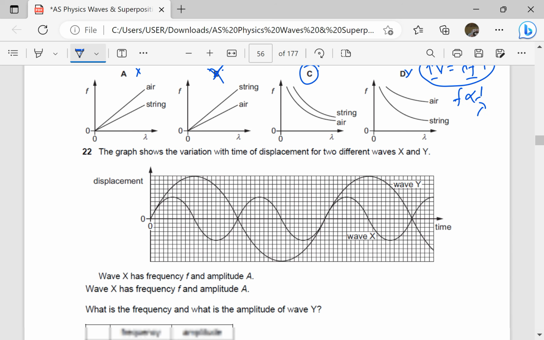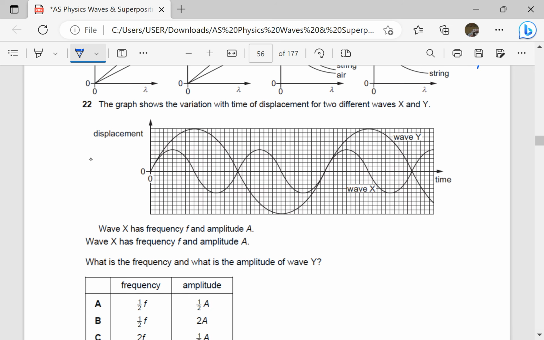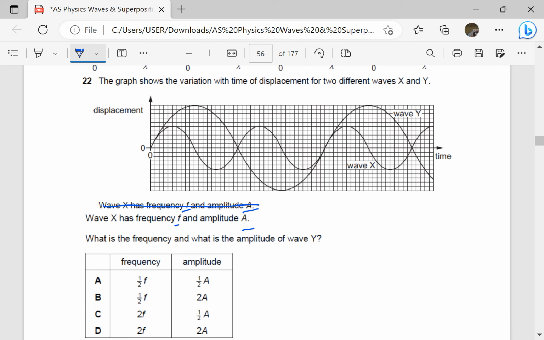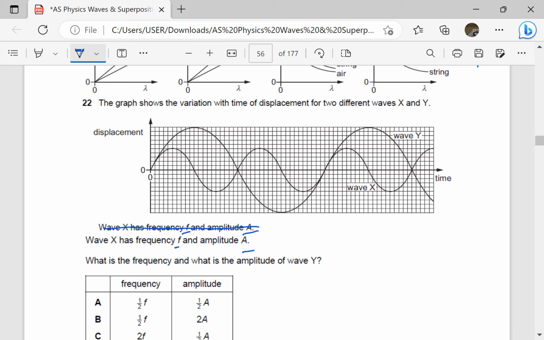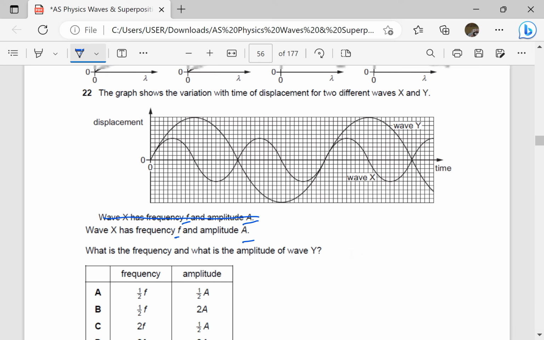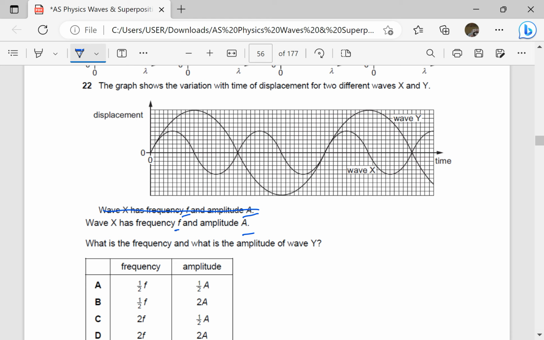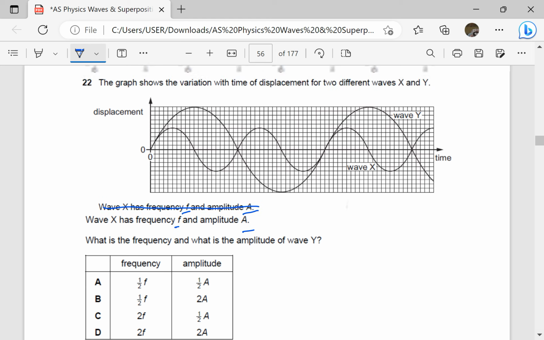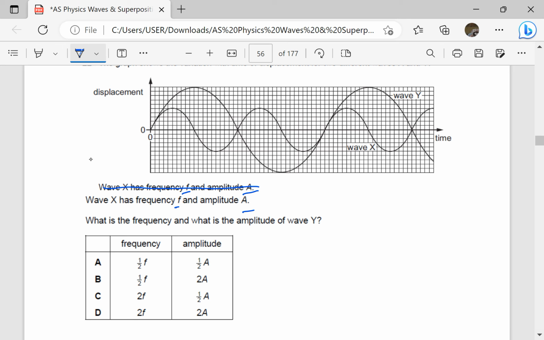The graph shows the variation with the time of displacement for two different waves, X and Y. Wave X has frequency F and amplitude A. What is the frequency and what is the amplitude of wave Y? Okay, so we can try to look at the frequency.